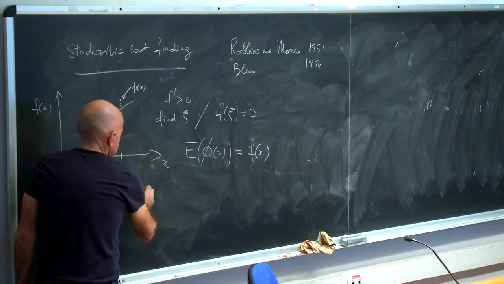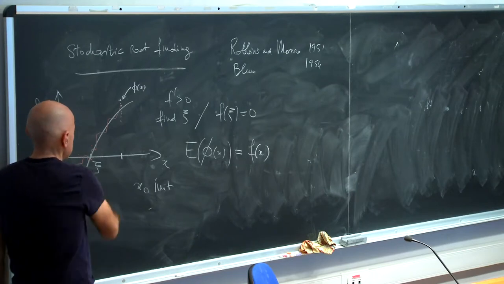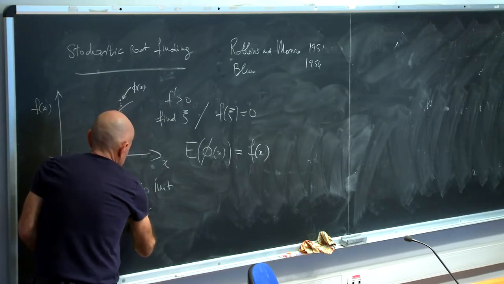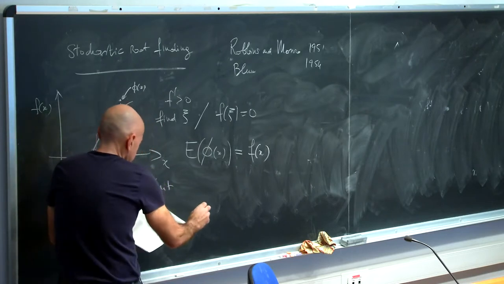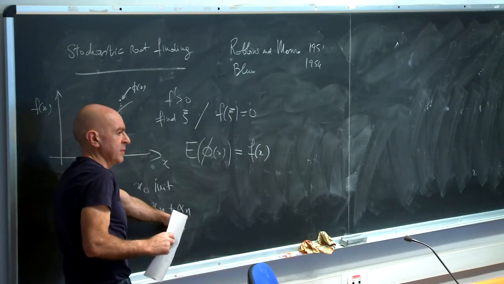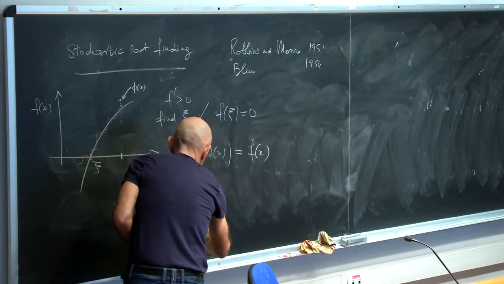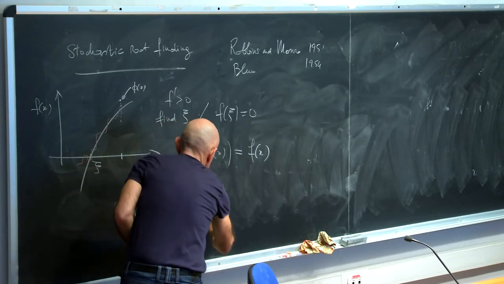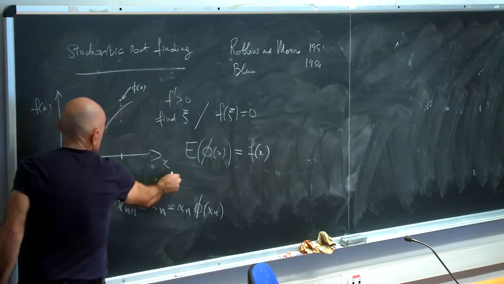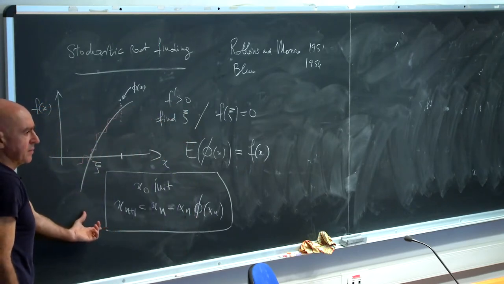The algorithm is: start with some x0. You choose it within your domain of interest, some interval. And then you do this. The next guess is the previous one plus some alpha n, which is, again, the learning rate, which depends in general on the step you're taking. And then this is the error, minus alpha n phi of x.